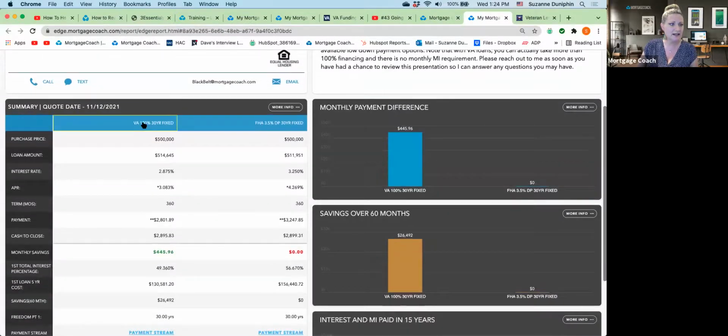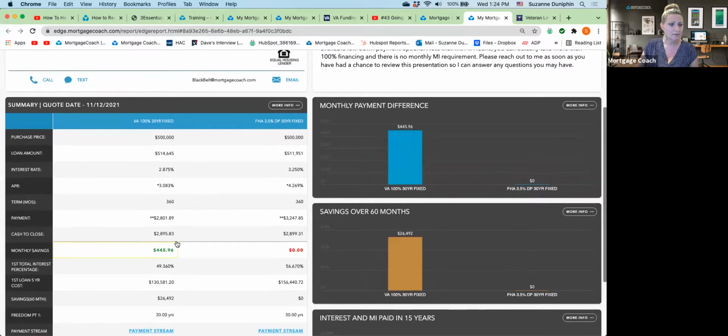The VA is here, and you do still have that funding fee, but it actually absolutely shakes out when you compare it to the MI that's going to be on the FHA. This is the FHA 3.5% down. So I've got a lower interest rate on my VA. My monthly payment difference is huge. This is saving the borrower $400 something on that monthly payment.